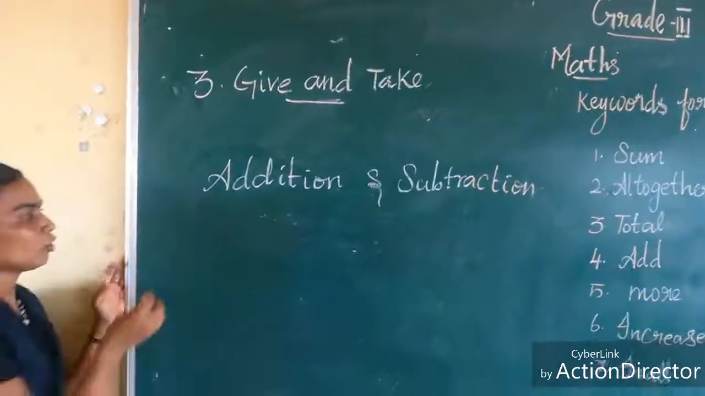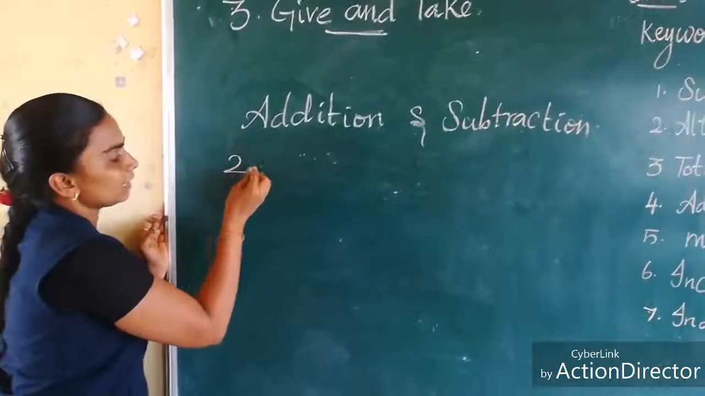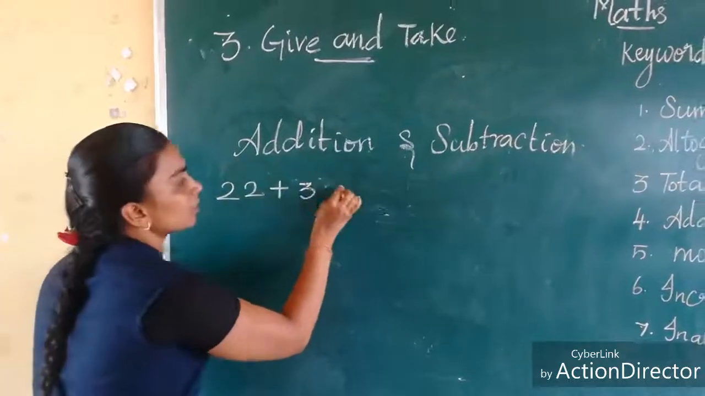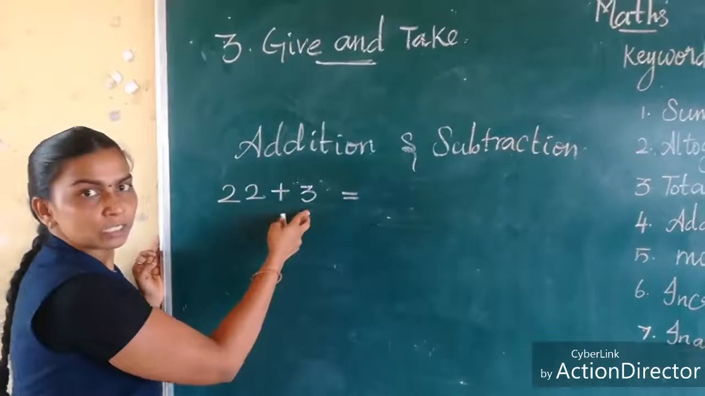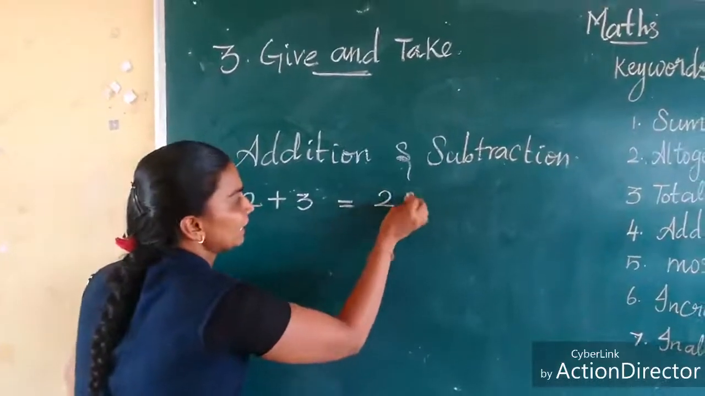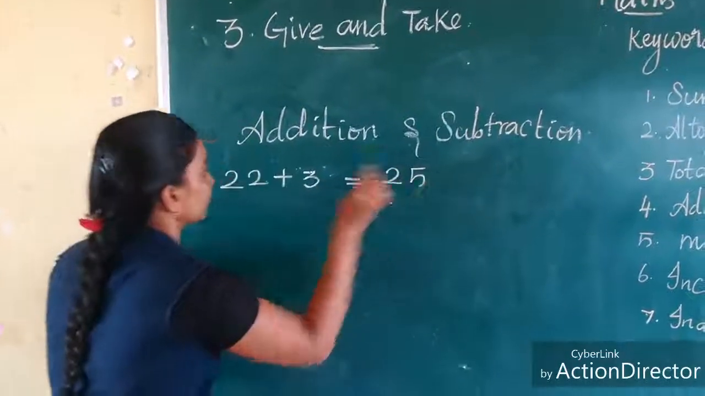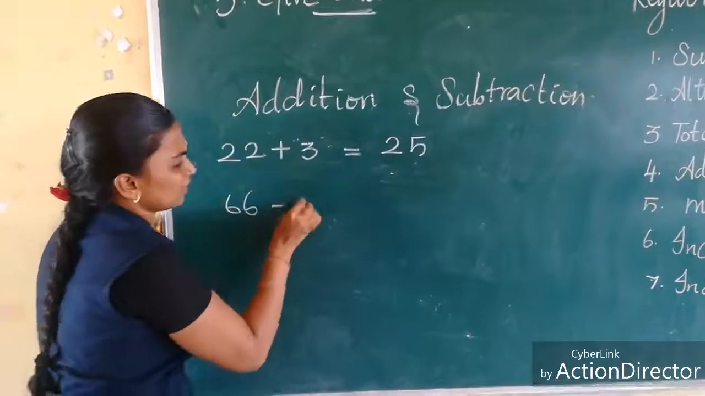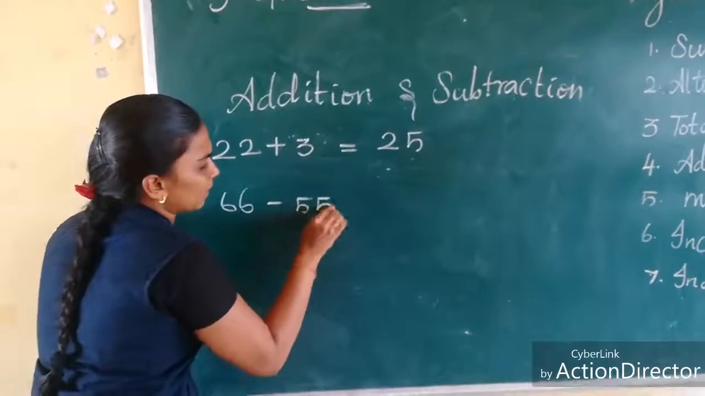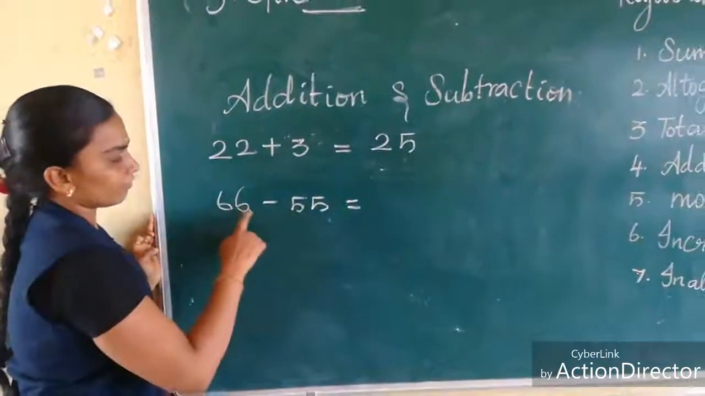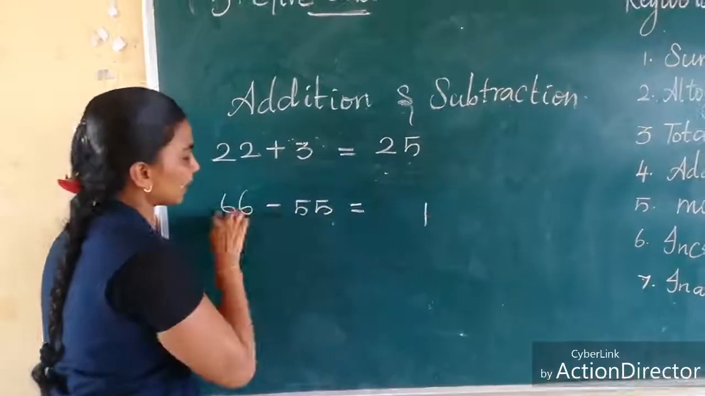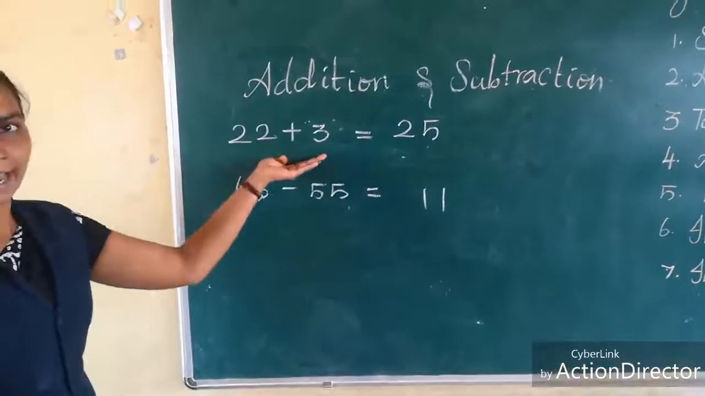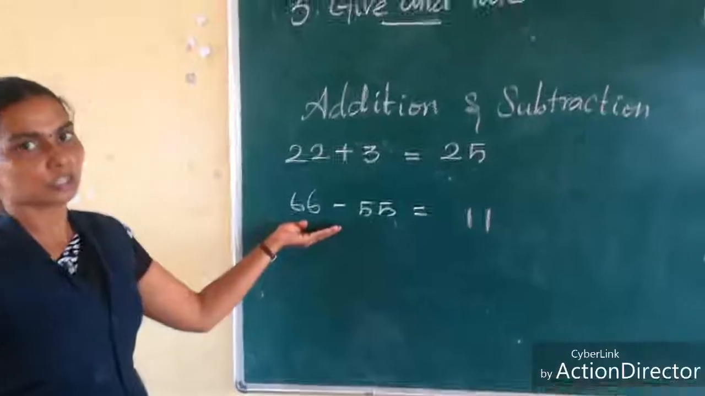Next we are going to see what is meant by addition. Addition means, see, 22 plus 3. If we add 22 plus 3, we will get 25. If we subtract 6 minus 5, we will get 1. So addition means we want to add, subtraction means we want to subtract.